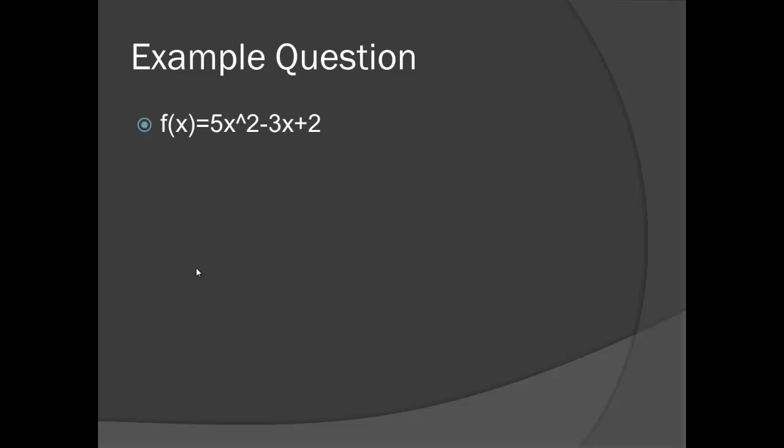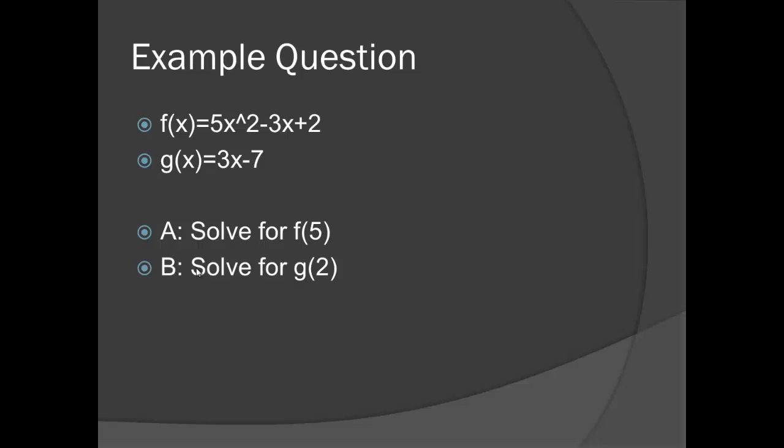So we're given the function f is equal to 5x to the power of 2 minus 3x plus 2. And the function g is 3x minus 7. So the first thing we want to solve for is function f, where x is 5, function g, where x is 2, and the last thing we want to solve for is fg, f3. Now that might be a little confusing, but that's why we are using Java to do it for us.